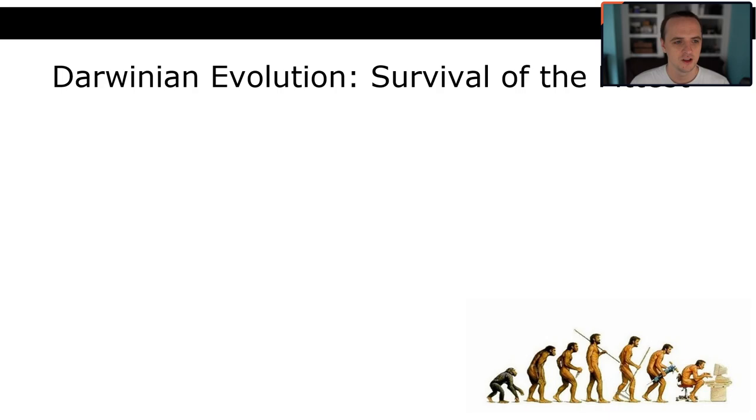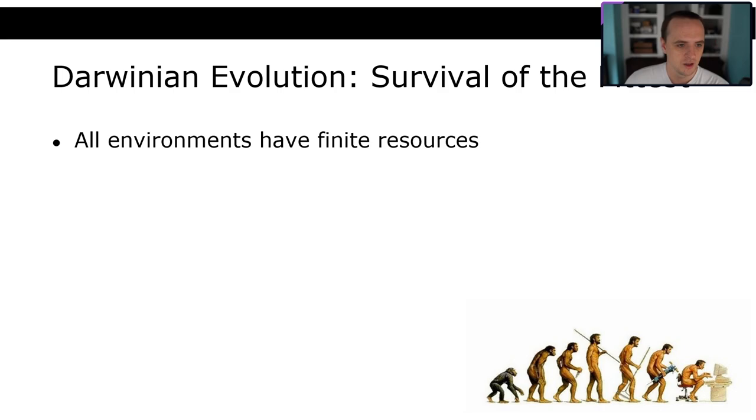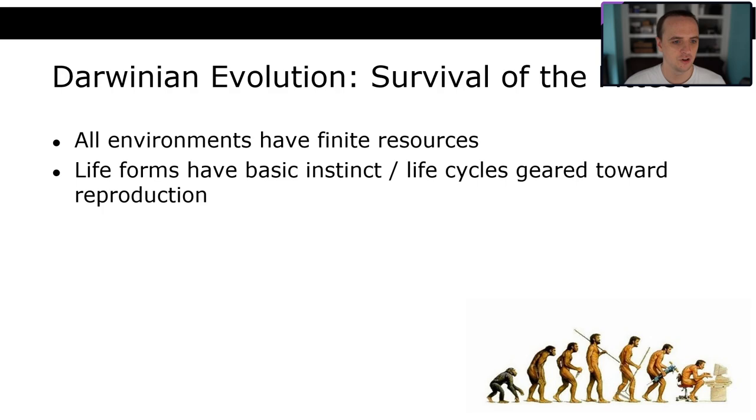All right. So Darwinian evolution, survival of the fittest. Okay, so what is it? You've probably heard of evolution. Maybe you haven't been taught it. I don't know, but here's a little Cole's Notes version of Darwinian evolution. It all starts with the fact that environments have finite resources, okay? Meaning there's only so much food. There's only so much water. There's only so much land. There's some resource that you need for survival, and there are other things that also need that for survival, right? So life forms have some sort of basic instinct, and life cycles are geared toward reproduction.